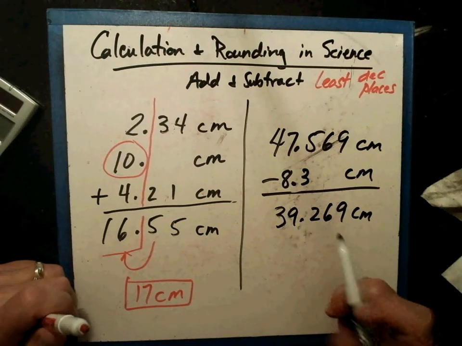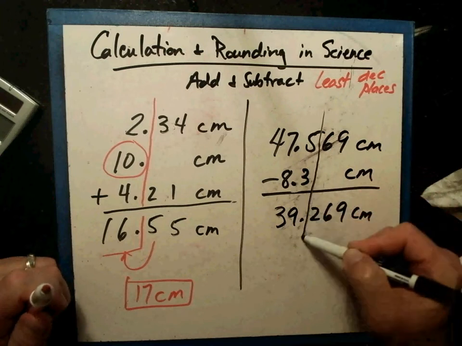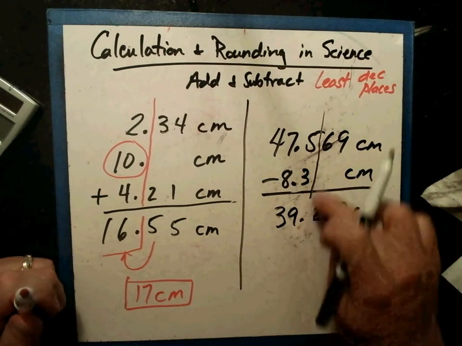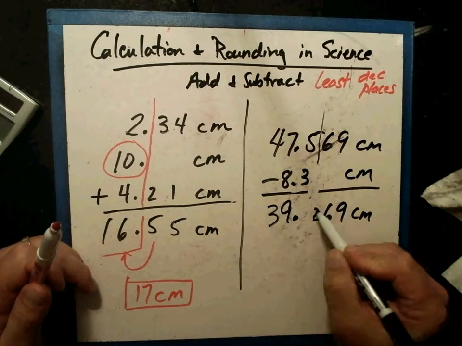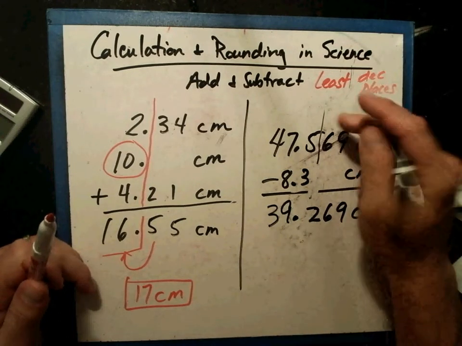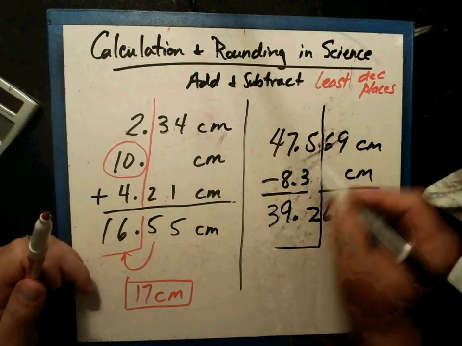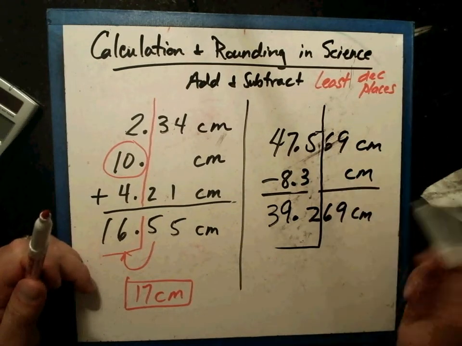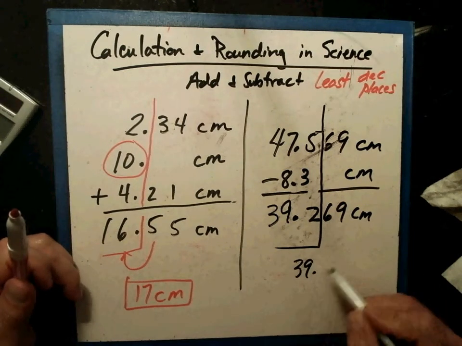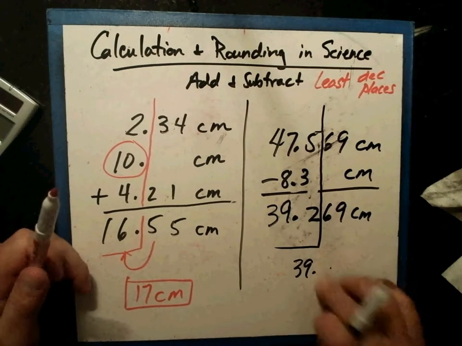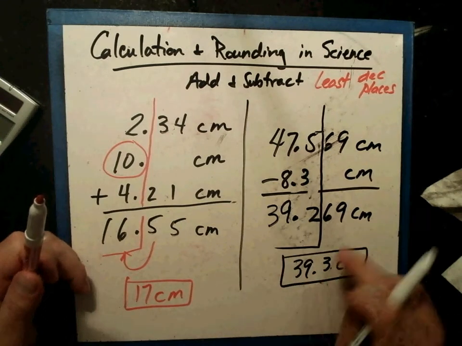Where do you round? Well, if I've lined the decimal up, if I'm correct, this is the last place they all, whoops, I even lined it out wrong. 39.269. I'm going to go to one decimal place. Why? That has one decimal place, that has one decimal place. Does that make that round? Yep, 39.3 centimeters is the answer to this question.